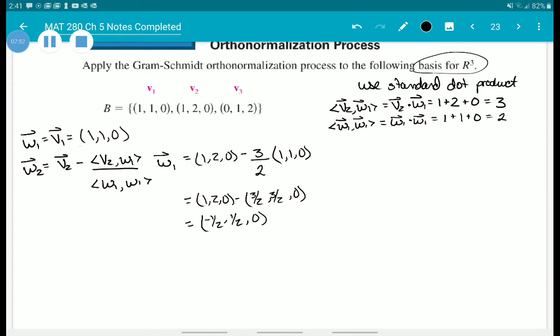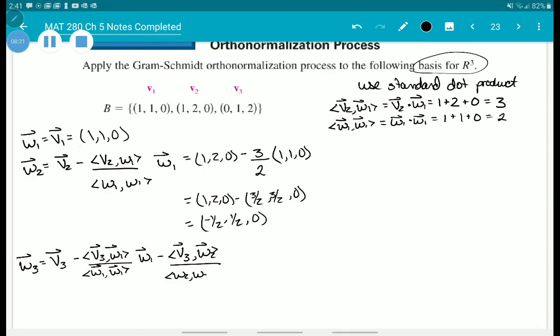So now we need to look at W3. The formula is V3 minus dot product of V3 W1 over W1 W1. That's a scalar value multiplied by W1, minus V3 W2 over W2 W2 times W2.